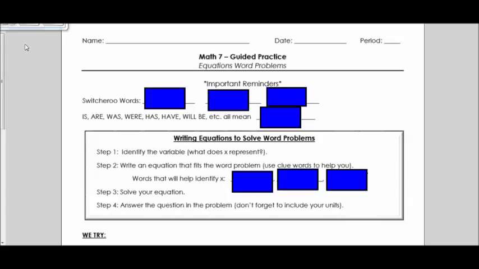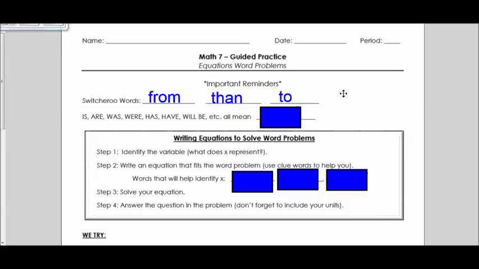Before we get started with the word problems, there's a couple things I just want you to keep in mind, so we're going to go over some reminders. So first, there are 3 switcheroo words, so hopefully you remember these from the last unit. They are from, than, and to. Remember, that means that when we see these words somewhere in our word problem, we have to switch the order that we're either adding or subtracting.